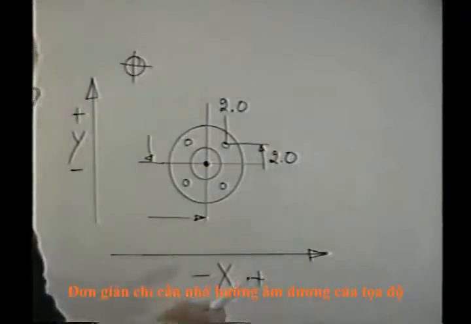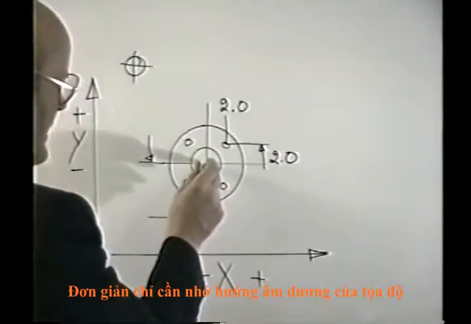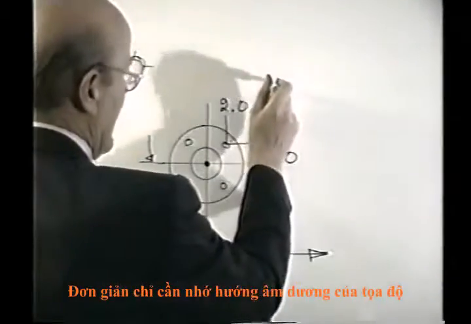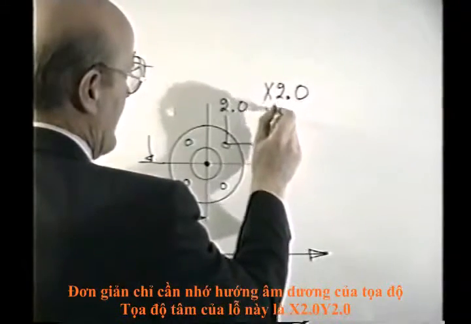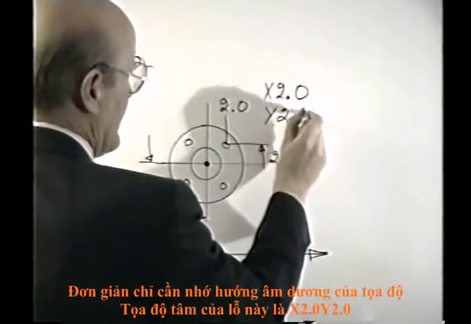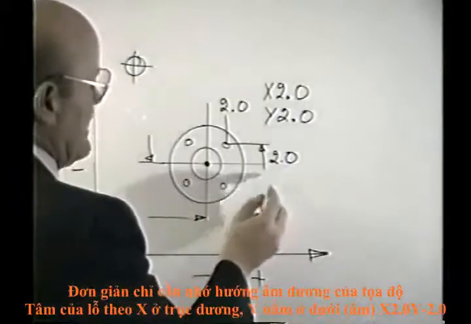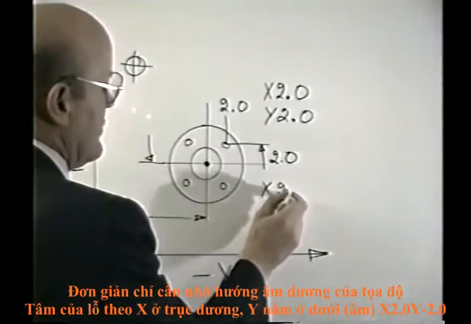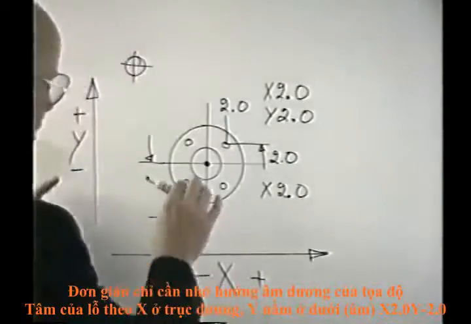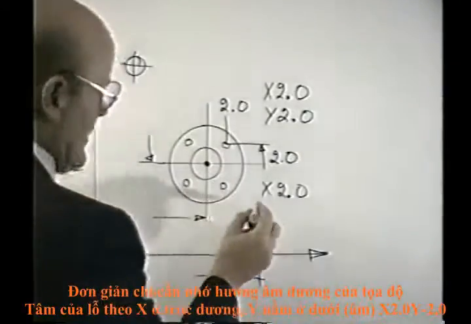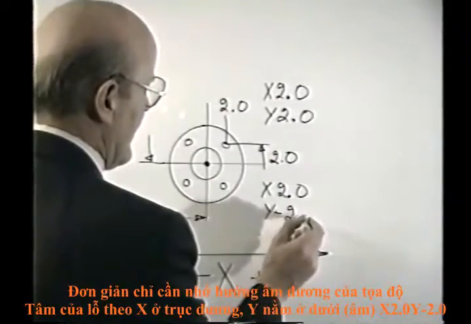Now look at the coordinate system. This is positive, negative, positive, negative. We count from here. This hole is located at x 2.0 and y 2.0. This hole is still located at x 2.0. But now in the y direction, the hole goes over into the minus direction. So it would be y minus 2.0.